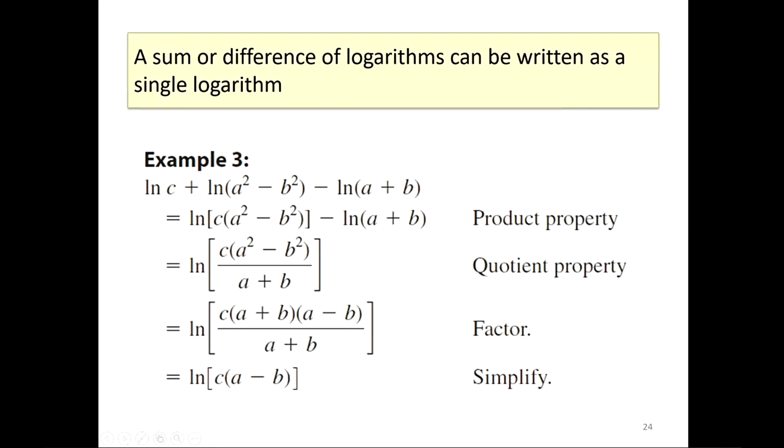Now, if we need to sum or difference logarithms to be written in a single logarithm, so we have many logarithms, or ln, we need to put it in one single logarithm. Look at this. We have c times a squared minus b squared over a plus b, but you must check the outside of the ln. Is this positive or negative? If we have plus ln, this is in numerator directly. If we have minus ln, this is in denominators directly.